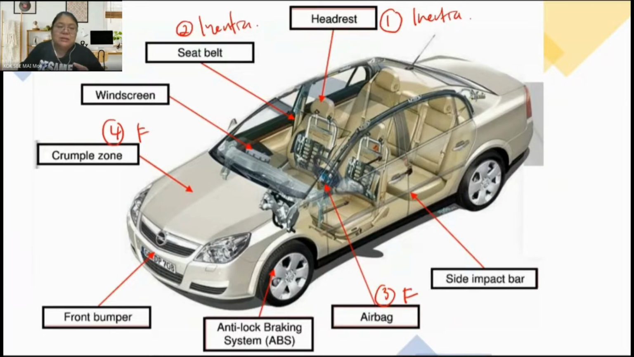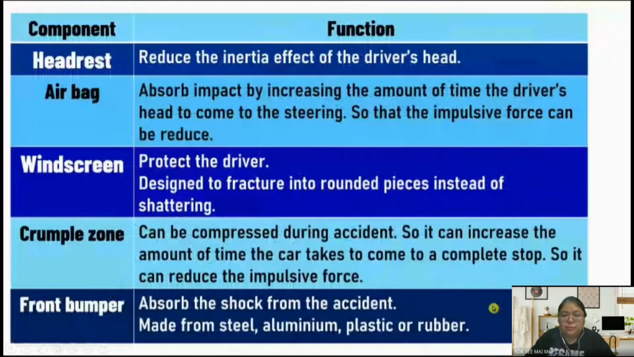Okay, the rest: shatter screen, the windscreen, front bumper, ABS brake system, side impact bar. Okay, this one is no. Okay, this one is no. This one is personal, it has its own explanation. Okay, now we go and see the explanation for every part. Okay, there's one thing you need to change later. I think here there's a little bit of a problem.